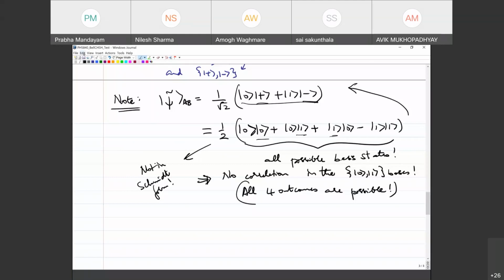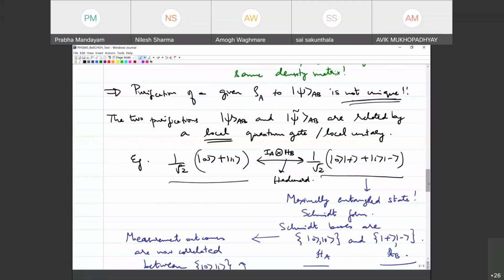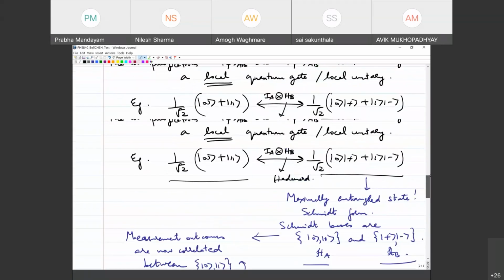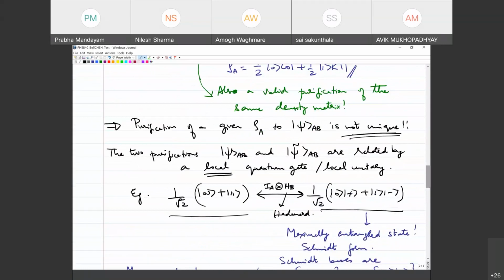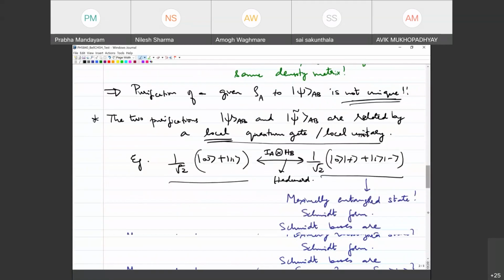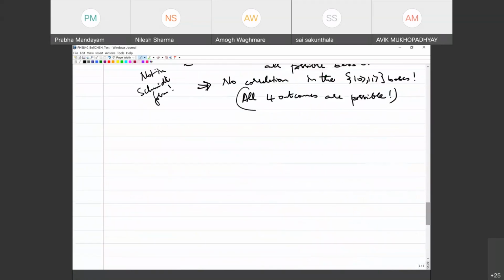Okay, so we decided that the purification is not unique and you can always perform a local unitary operation. I hope you realize that this is a general principle. It's just that in this example, I could show this to you very easily. But in general, any two purifications associated with a given density matrix are related to each other by a local quantum gate or a local unitary. Now my question is, is the Schmidt decomposition unique?